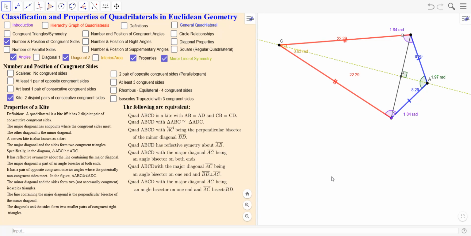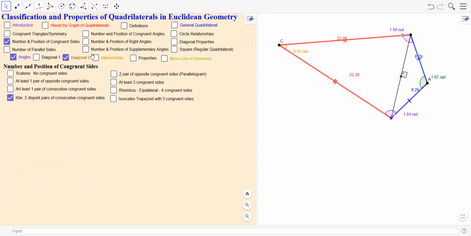And that's if and only if quadrilateral ABCD with major diagonal AC being an angle bisector on one end and AC bisects line segment BD. So any one of those conditions is enough to get all of them. So lots of cool properties of a kite.